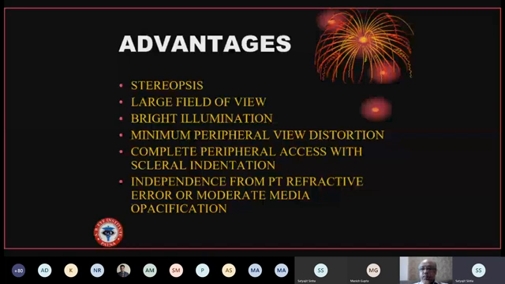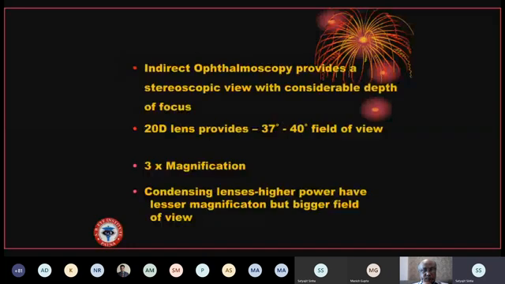So now going on to a very important slide here. Why do we commonly use a 20 diopter lens? Because it offers a 45-degree field of view with the 3x magnification. The last point here is very important regarding the condensing lenses. Higher is the power of the lens, the lesser is the magnification, but bigger is the field of view.